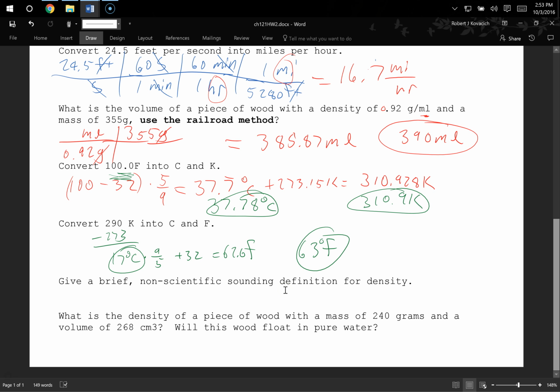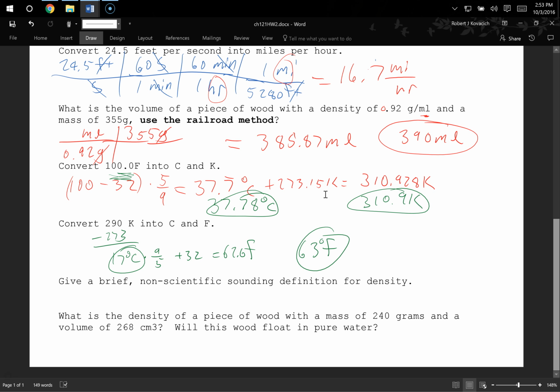Okay, so a brief non-scientific definition for density. How much stuff you can cram into something? Put a certain amount of something into a certain amount of something else. That's what you wrote down? Something a little faster to say, easier to think about? How much mass can fit in a certain amount of volume.